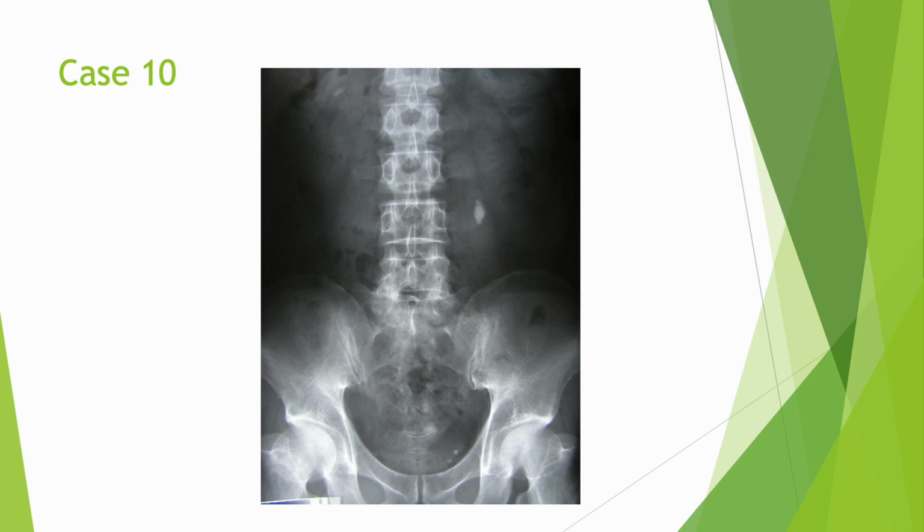So for case 10, we have another abdominal radiograph, and the obvious pathology on here is the density on the left-hand side here. This is a left-sided kidney stone in the ureter, and it's the calcium-containing stones that are radio-opaque on x-rays. And about 80 to 85% of kidney stones are calcium containing.